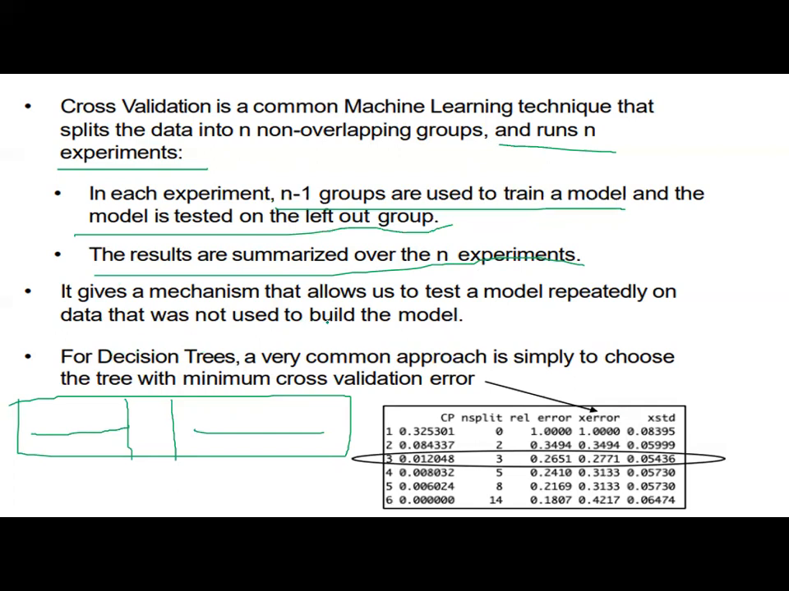It gives a mechanism that allows us to test a model repeatedly on data that was not used to build the model. That means we apply the model again on data that was not used to build it. This is how, for decision trees, a very common approach is simply to choose the tree with minimum cross validation error.